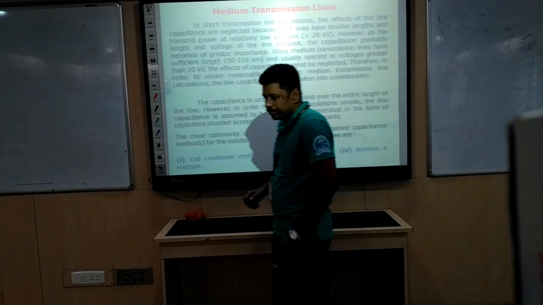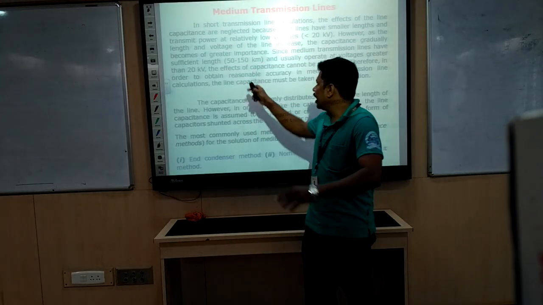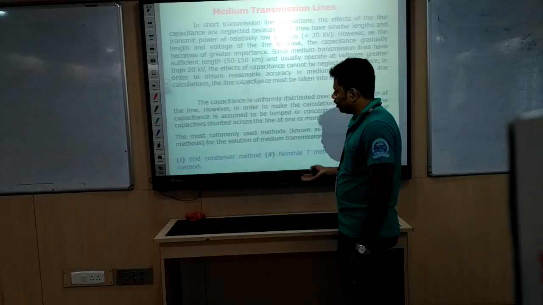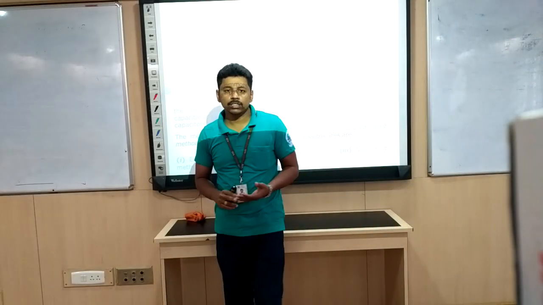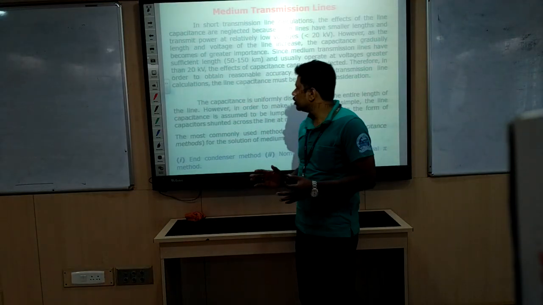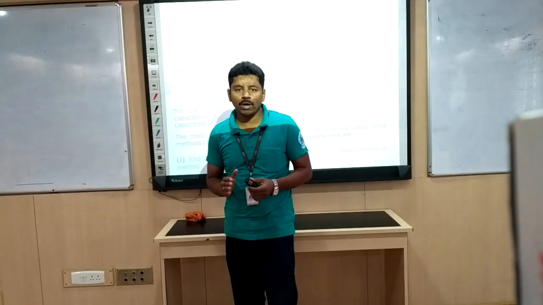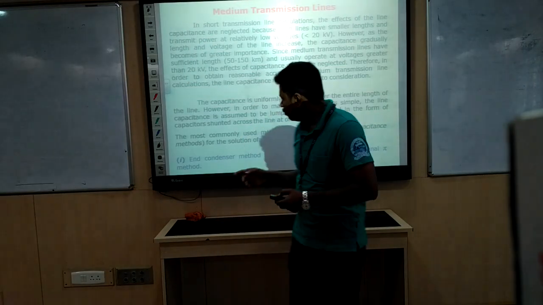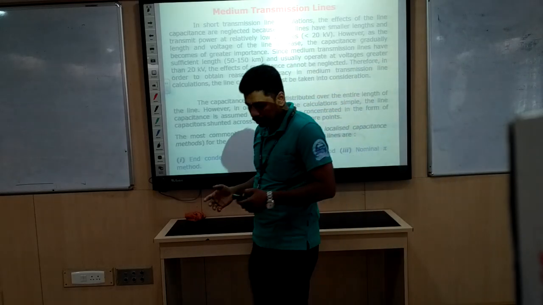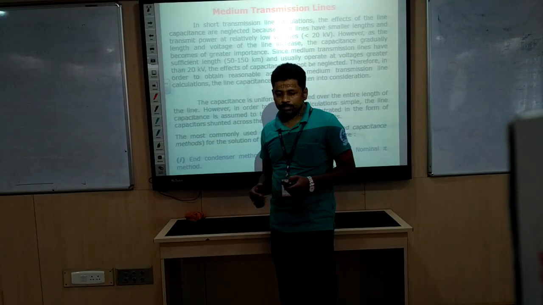Coming to the medium transmission line. In medium transmission line, already we discussed that the model is for line length between 50 to 150 kilometers and the voltage in the range of 20 to 100 kV. So here all the three parameters, resistance, inductance and capacitance, are considered. All three are lumped parameters, and there are three possible models available in the literature: the end condenser method, nominal T method, and nominal pi method. These are the three methods which we have.